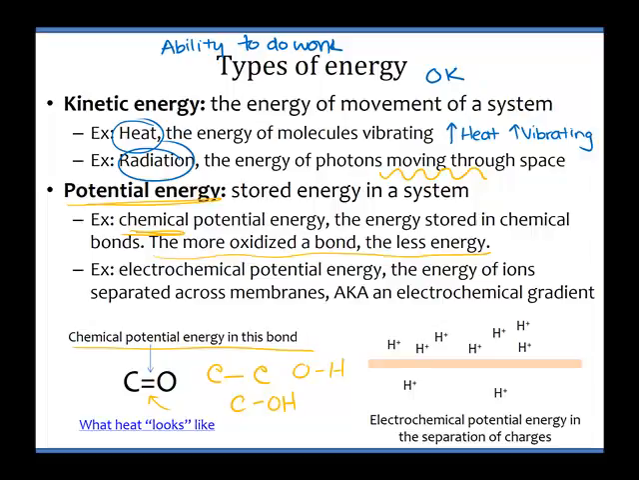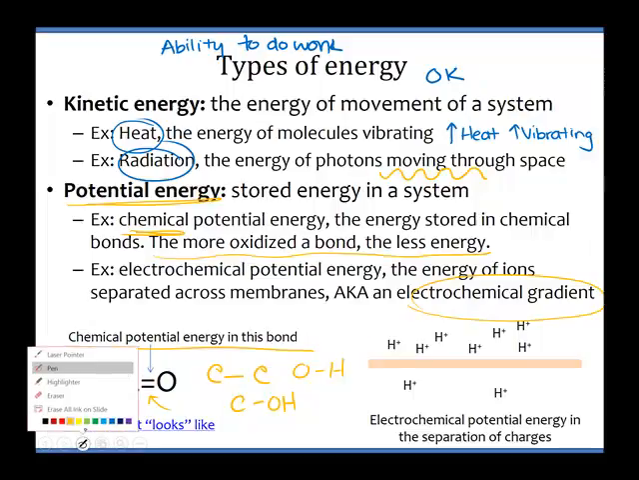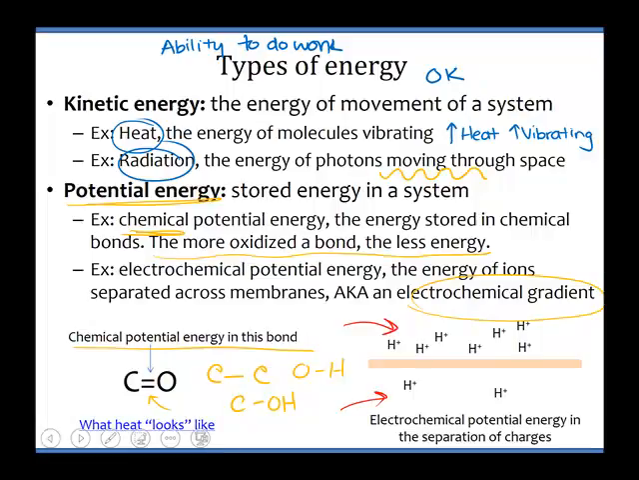Another form of potential energy is electrochemical potential energy. This is the energy in an electrochemical gradient. Remember, an electrochemical gradient is an uneven distribution of ions across a barrier. So here we have way more hydrogen ions on one side of the barrier, way fewer on the other, there is an electrochemical gradient. There is energy there. When that hydrogen is able to flow across the barrier, say we put like a transport protein in there, you actually do release energy as hydrogen flows down that electrochemical gradient. You release that potential energy and you convert it into another type of energy.